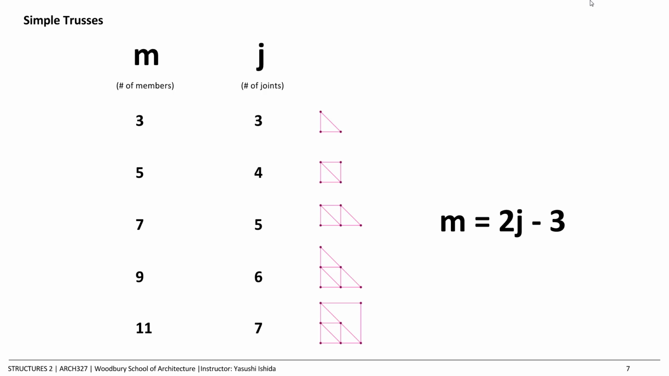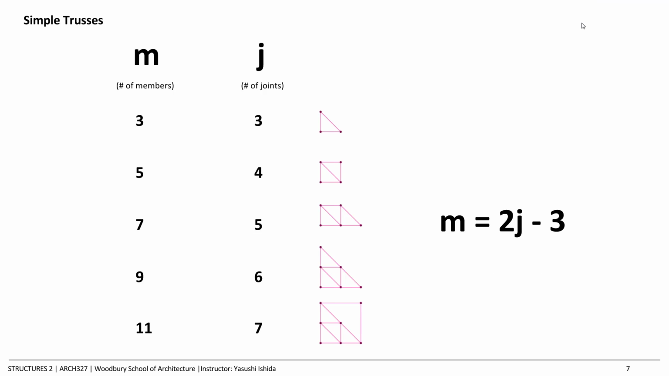So you can keep doing this math and arrive at a generalized formula: the number of members equals 2 times the number of joints minus 3, m = 2j - 3. If the number of members and number of joints satisfies this equation, it's basically a simple truss. So far so good?